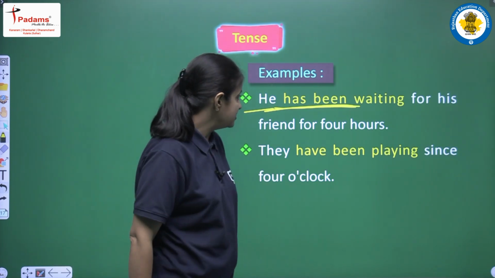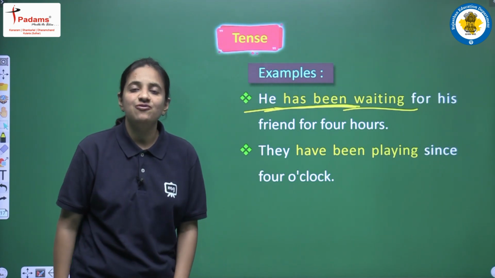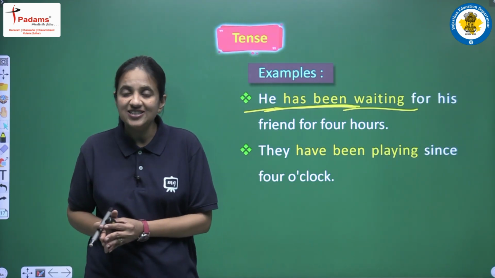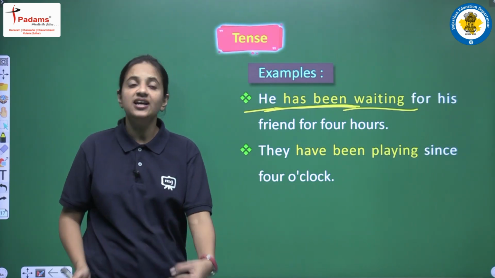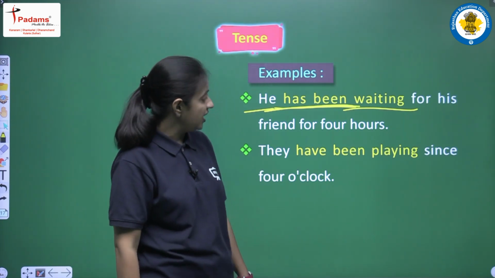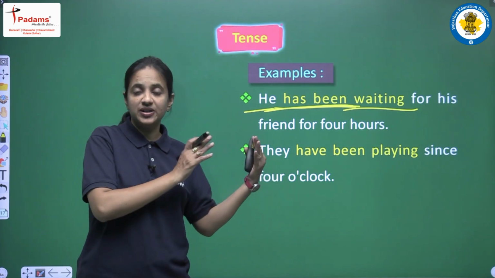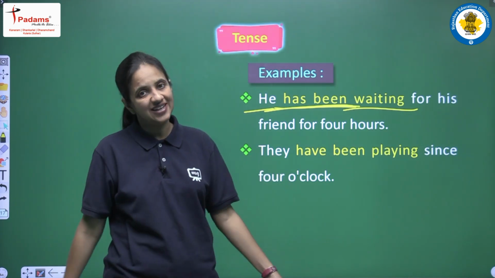Okay, so our answer is "he has been", and again the main verb was wait and we are using plus ing, so our new word is waiting, and the sentence will be that he has been waiting for his friend for 4 hours. Okay, so this is the structure of a present perfect continuous tense.